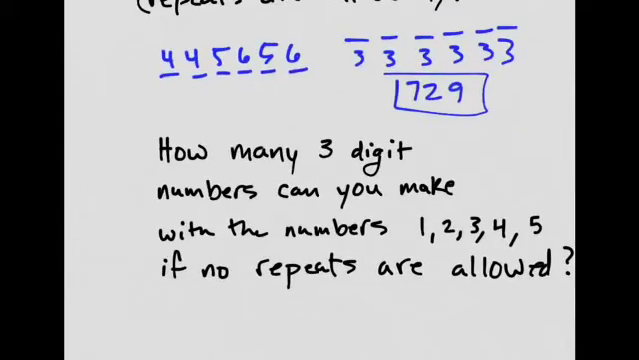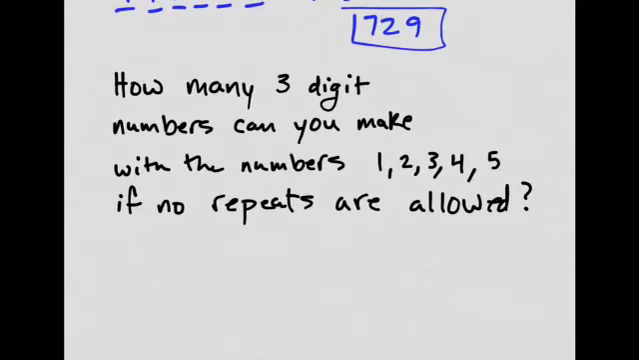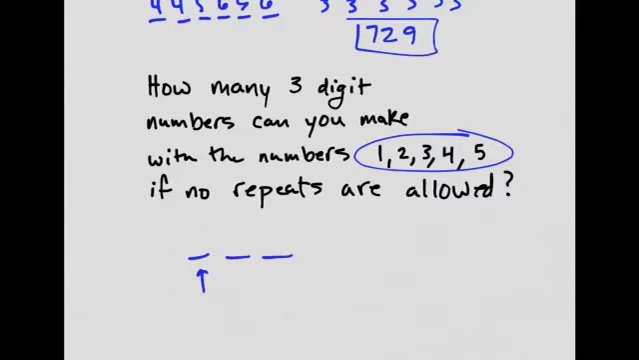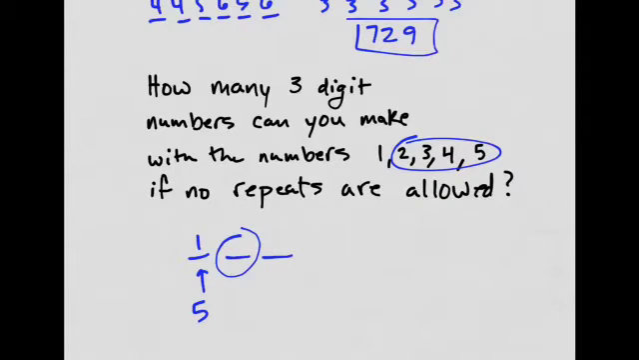All right, now let's extend it. How many 3-digit numbers can you make with the numbers 1, 2, 3, 4, or 5 if no repeats are allowed? Well, first of all, one of the outcomes would be 3 spots. It's a 3-digit number. For this digit, how many choices do I have? I have 5 choices. But no repeats are allowed. What does that mean? It means if I chose 1 here, I can only have 2, 3, 4, or 5 in this spot.